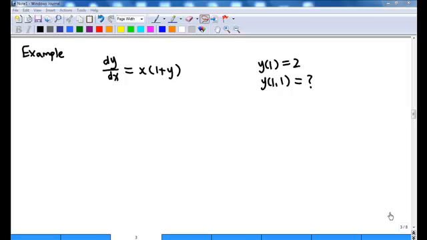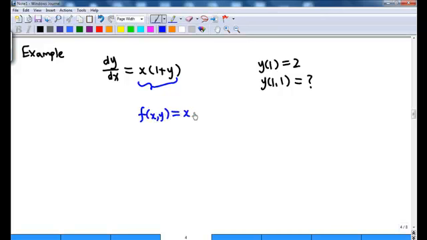I have dy/dx equal to x times 1 plus y, and y of 1 equal to 2. I want to find out what is y at 1.1 with the step size of h equal to 0.1. For this example, I have the function f of x, y is equal to x times 1 plus y. And I also have y of 1 equal to 2. This means that the beginning value of x is 1, beginning value of y is 2. x0 is equal to 1, y0 is equal to 2.